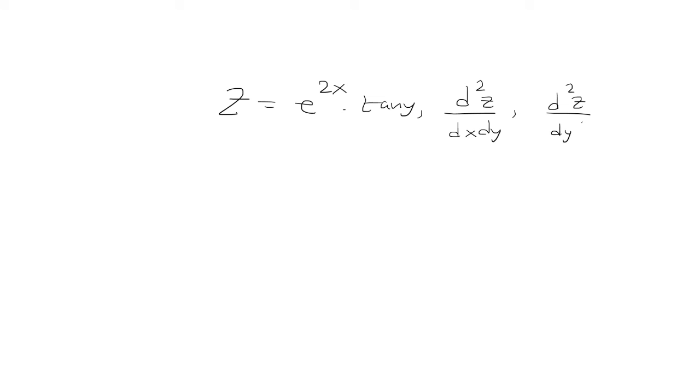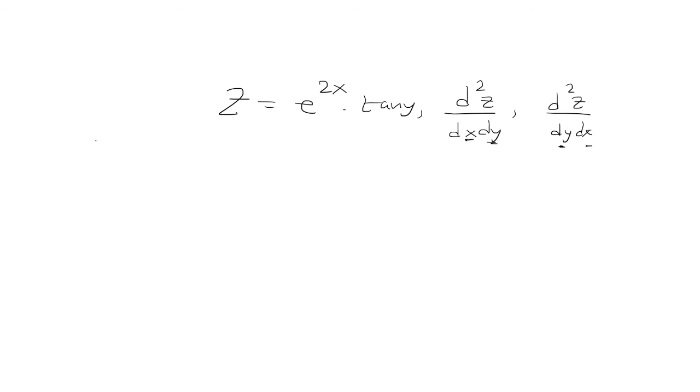All right, next, let's let z equal e to the 2x times tangent y. We want to find the second derivative, d squared z dx dy, and the second derivative of z with respect to y and then x. So the only thing that changes is the order. For the first one here, we're doing x first and then y. And then we're just reversing the order. We're doing y first and then x.